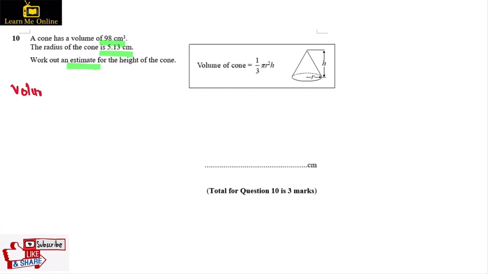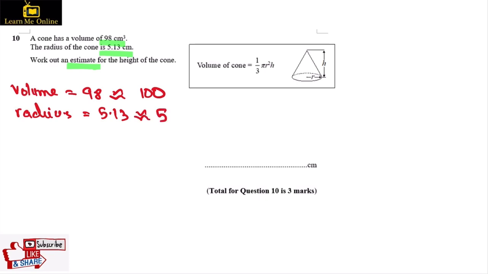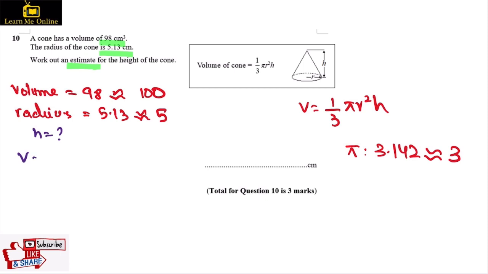So the volume is given to us, which is 98, and that is approximated to 100. The other thing is the radius, which is 5.13, and that would be approximated to 5. Another thing is, I'm going to look at the formula. So the formula is a third pi r squared h. At the front of your paper, it always gives you the pi value. So the pi value is 3.142, which would be approximated to 3. Now we know all our values given to us in the formula, and we're going to find out the height. So that's a third pi r squared h. We're going to sub the values in here.